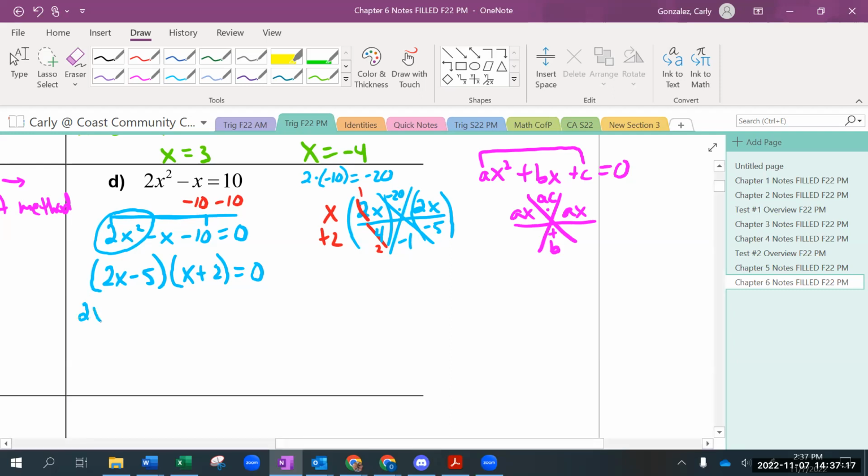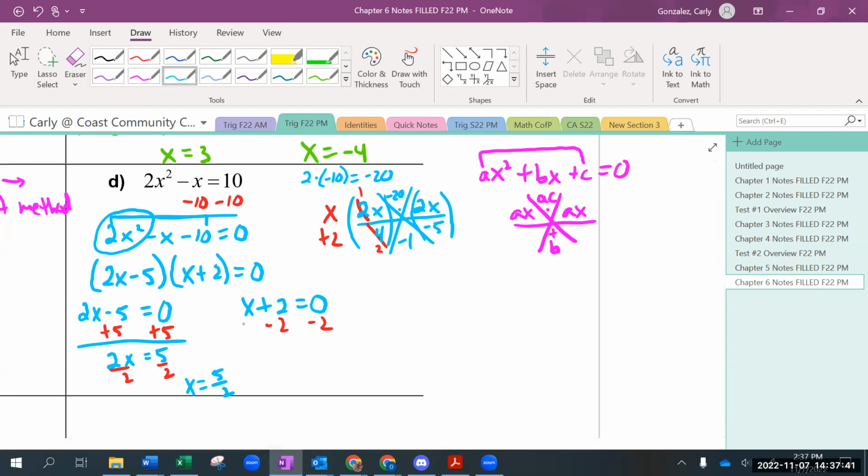So we can set each factor to 0. So 2x minus 5 equals 0 or x plus 2 equals 0. To solve, I can add 5 to both sides and then divide by 2. And over here, I get x equals 5 halves. On the left, we'll subtract 2 from both sides and get negative 2. And so our two solutions are negative 2 and 5 halves.